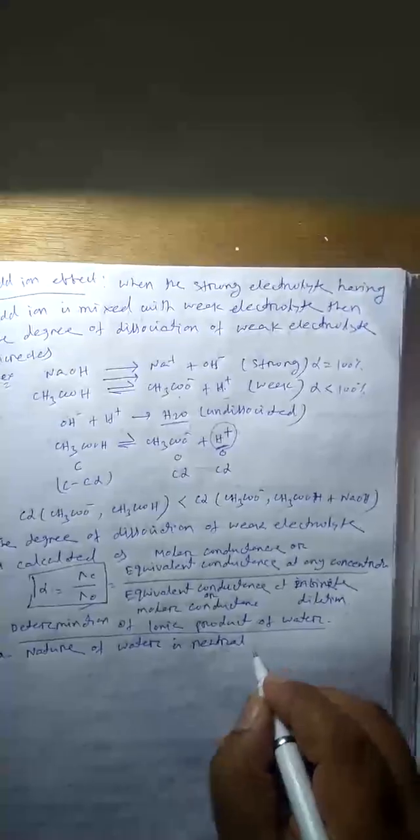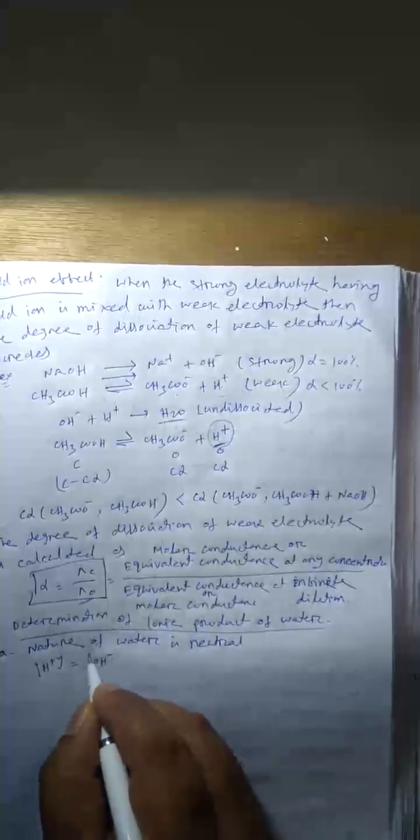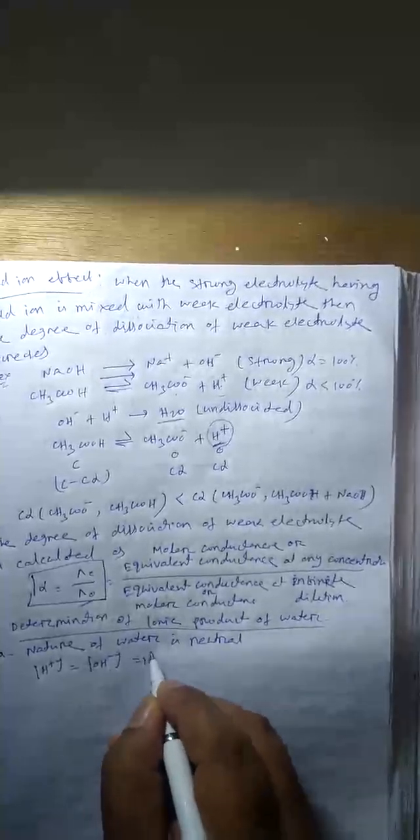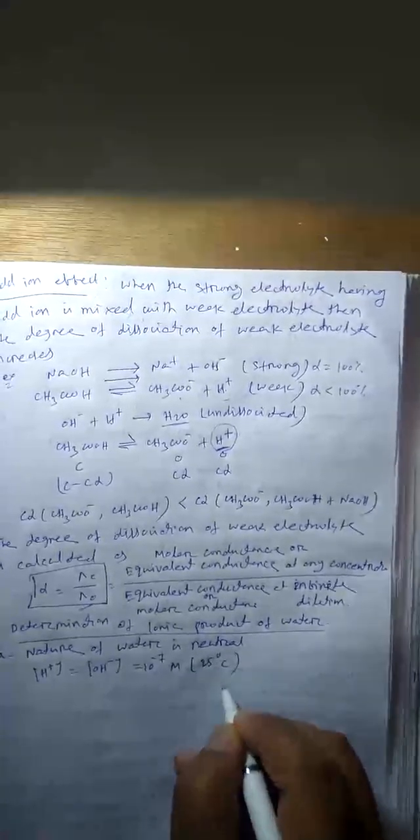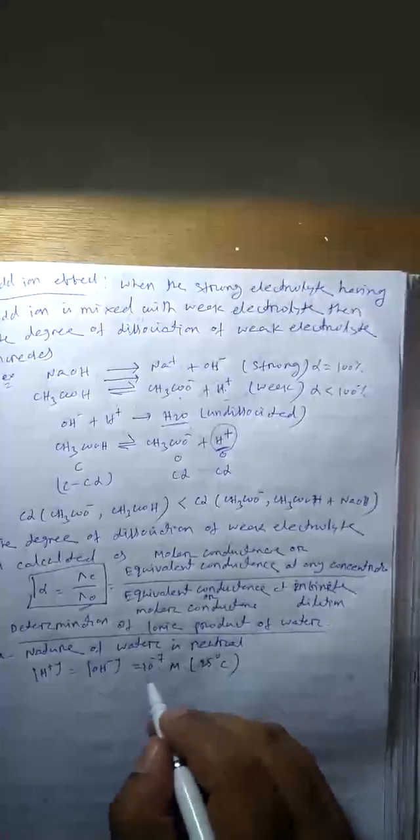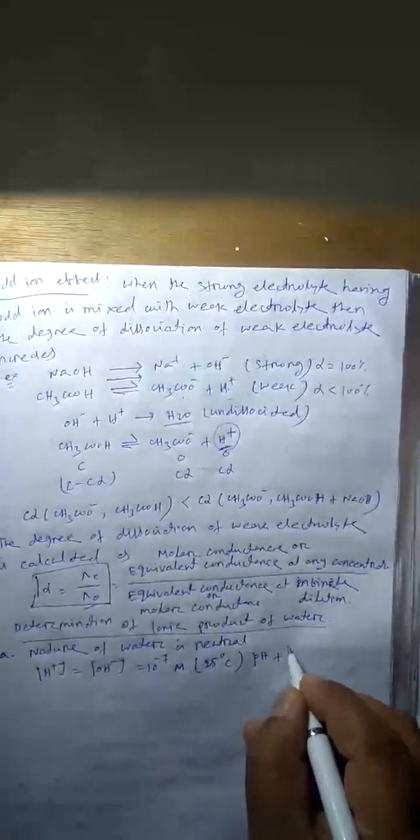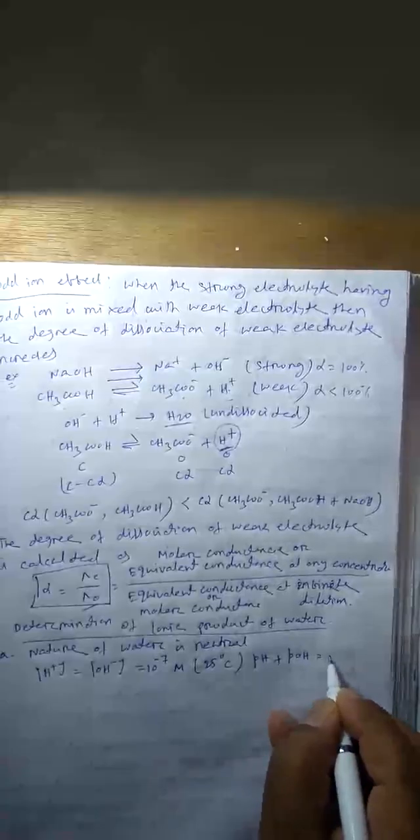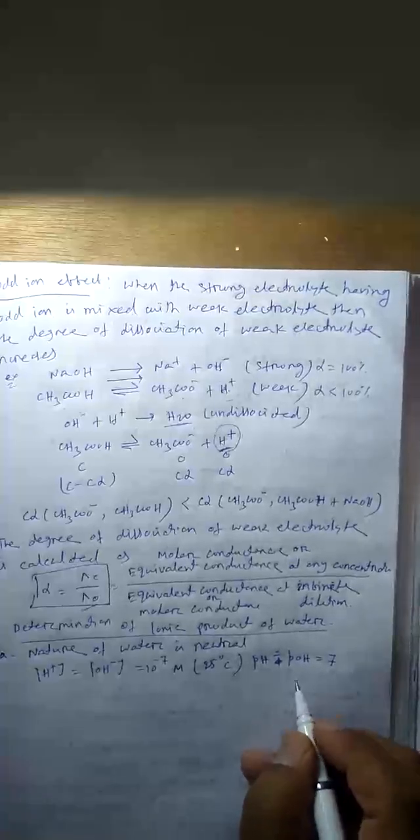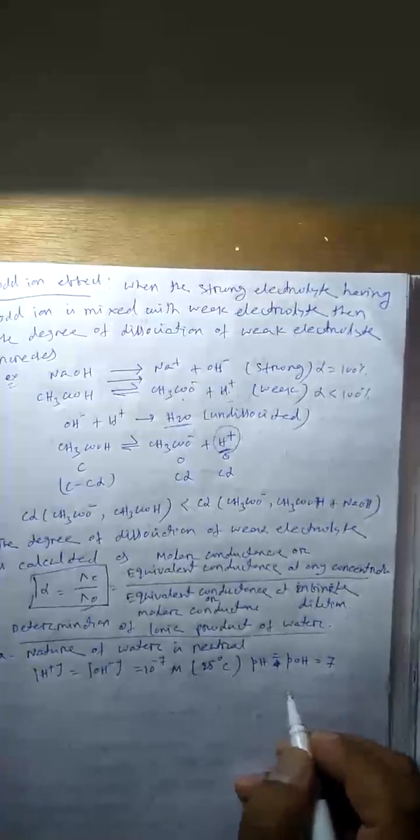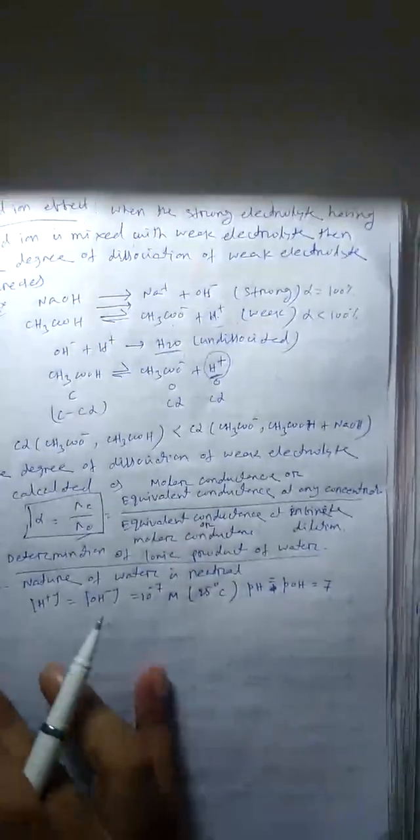That means H plus concentration is equal to OH minus concentration, equal to 10 to the power minus 7 molarity. The temperature is 25 degrees centigrade. If the temperature changes, this value also changes. Similarly, pH plus pOH is 14, and pH is equal to pOH, equal to 7. That means in the case of water, pH is 7 and pOH is also 7. So the nature of water is neutral.